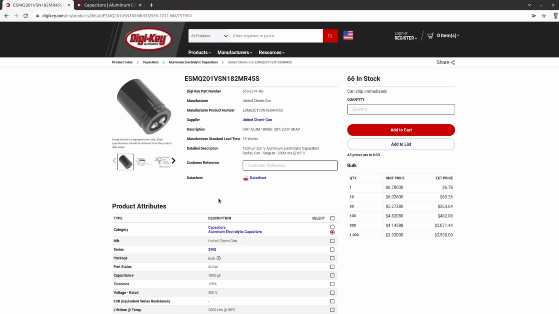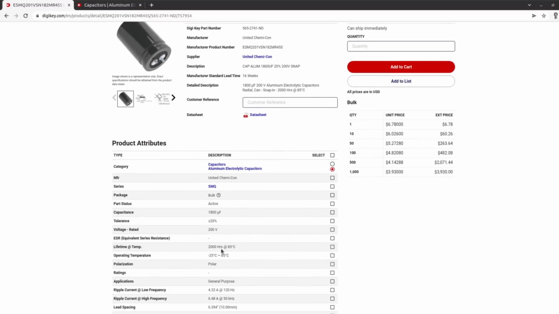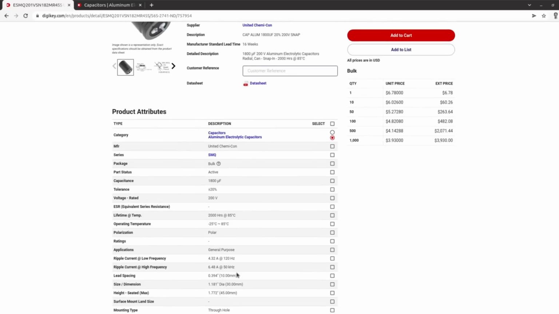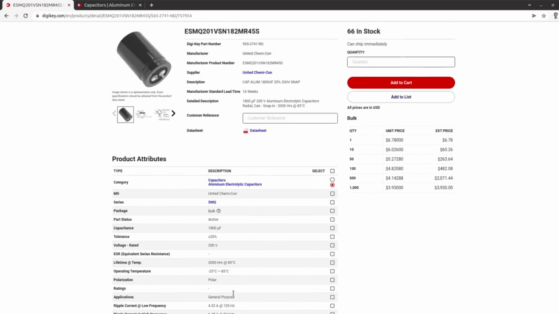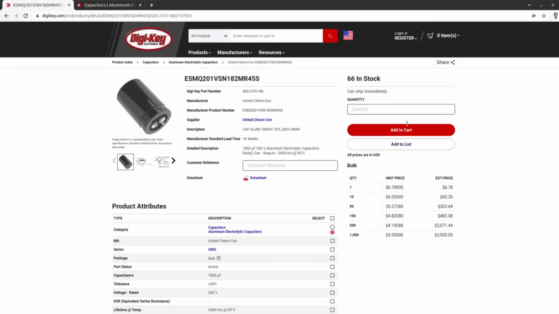Here they are on DigiKey, United Chemicon, SMQ series, 1800 microfarads, 200 volts, 2000 hours at 85 degrees C, which does not look extraordinary, but we will see if we can find anything better than this. Ripple current at low frequency is 432 amps, at high frequency 648 amps, 10 millimeters lead spacing, 30 millimeters diameter, 45 millimeters high. 66 of them in stock, $6.78 a piece.